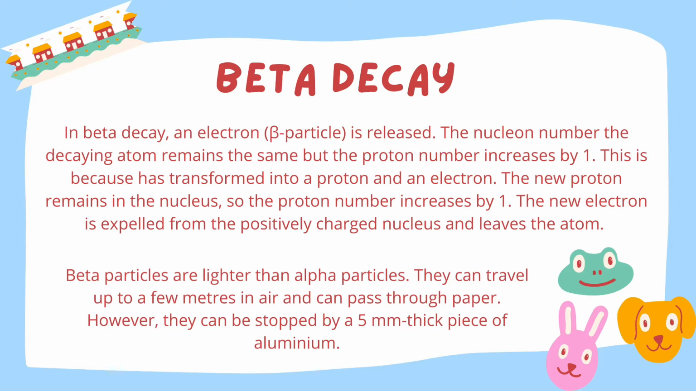Beta particles are lighter than alpha particles. They can travel up to a few meters in air and can pass through paper. However, they can be stopped by a 5 mm thick piece of aluminum.